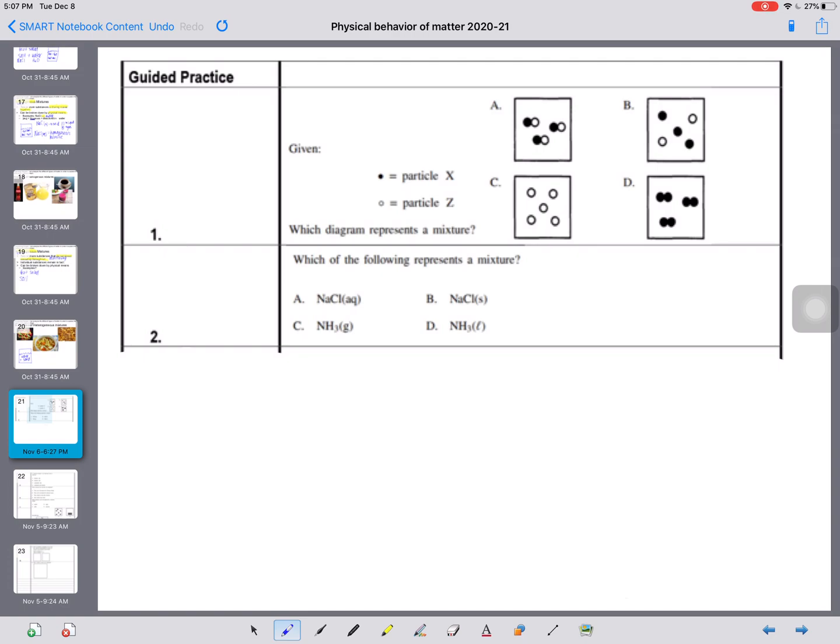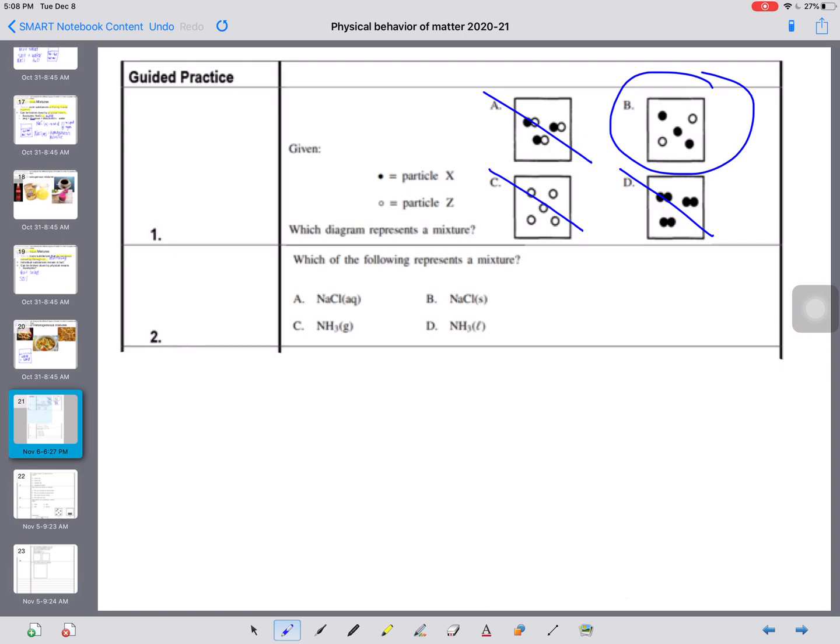First of all, if we're looking for a mixture, we know it has to be two or more different substances. So we could automatically omit C and D because we only see one type of particle in those diagrams. Okay, then we have to remember that mixtures are physically combined. They are not chemically combined. They're not glued together by bonds. That would omit A, so we would be left with B, where particles X and Z are mixed together in the same container.